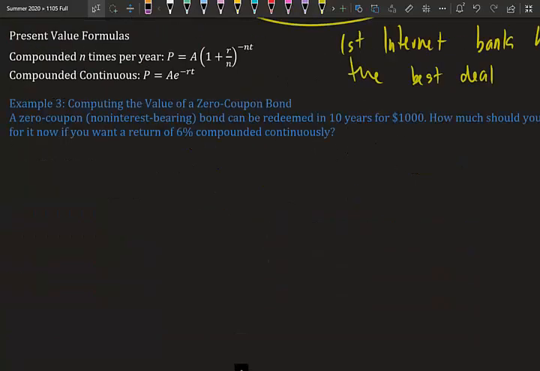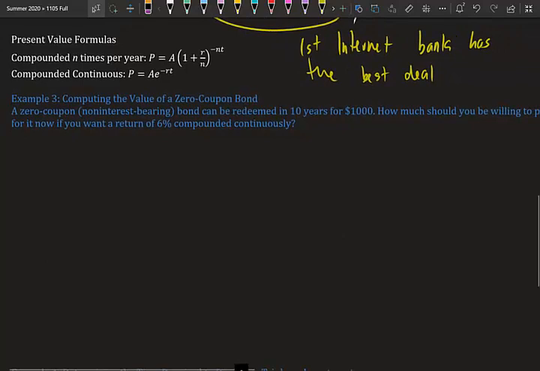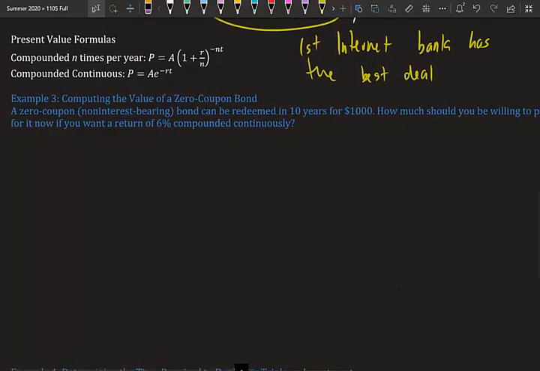Present value formulas. Compounded n times per year, that's P equals A times 1 plus r over n to the power of negative n times t. Compounded continuously is P equals A times e to the power of negative rt. Alright, so we have a zero coupon non-interest bearing bond that can be redeemed in 10 years for $1,000. How much should you be willing to pay for it now if you want a return of 6% compounded continuously?